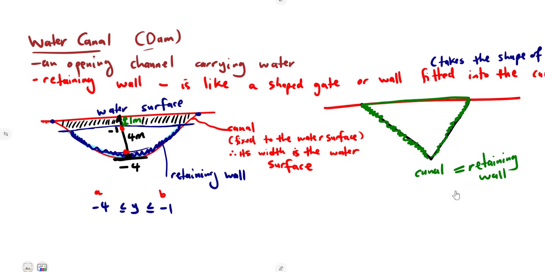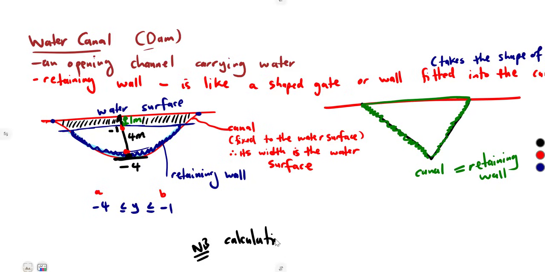Now you must note this. Note that. For calculations, it is only the sluice gate, which is the plate or the retaining wall, that you use. Do not consider the canal. You consider the retaining wall. Calculations are made on the retaining wall.